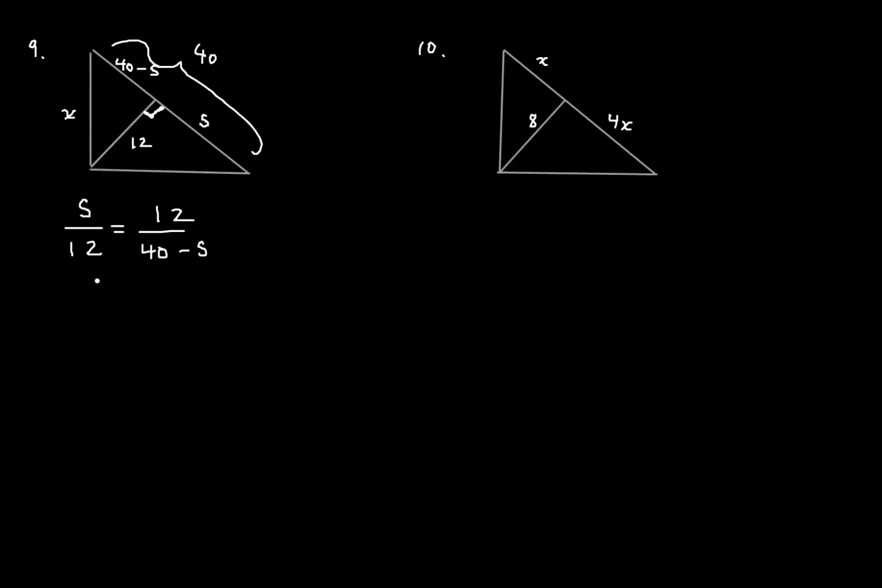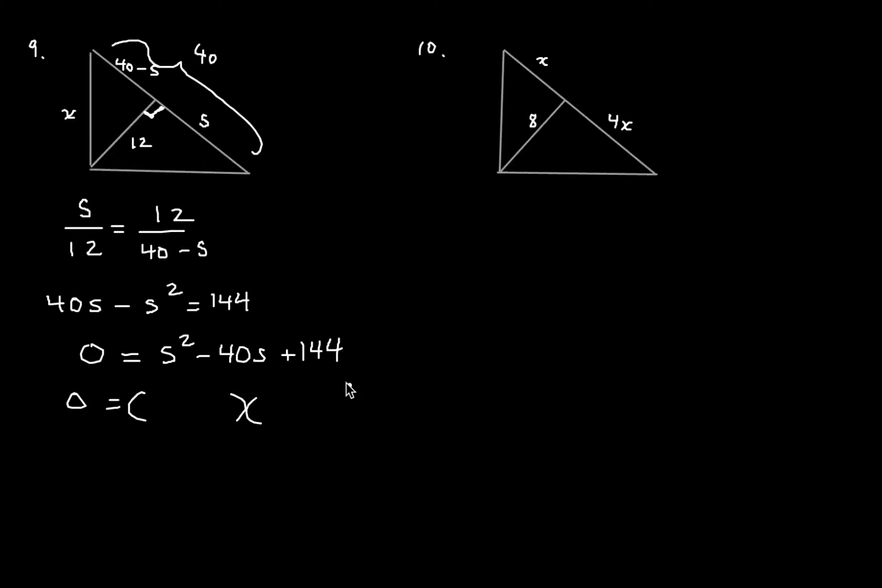When we cross multiply, again, we're going to get a quadratic equation. So we're going to get 40s minus s squared equals 144. That's terrible. We've got to fix that around. So we're going to get 0 equals s squared minus 40s plus 144. And when we factor that, which was a little bit challenging again, it ends up being s minus 36, s minus 4 equals 0. So s is either 36 or 4.